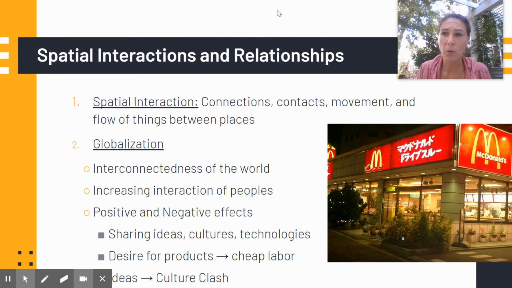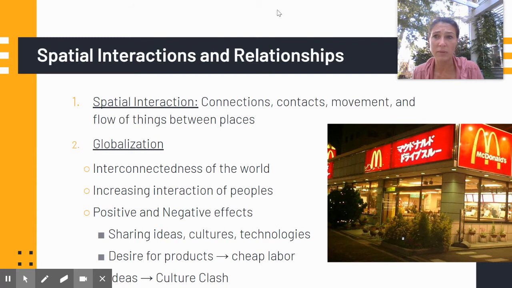Globalization is a really important theme throughout the entire course. The simplest definition of globalization is the increasing interconnectedness of the world, primarily through trade, but also ideas. Globalization has made the world feel a lot smaller because there are more ways that people are interacting with one another, primarily because of communication technology and travel technology.